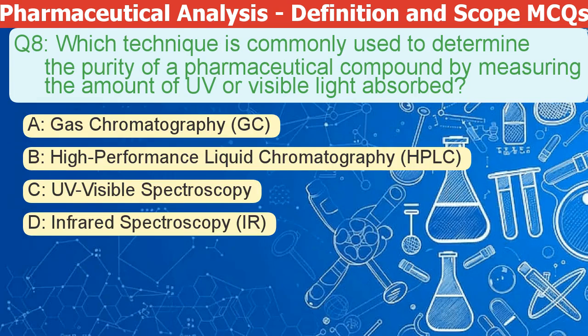Which technique is commonly used to determine the purity of a pharmaceutical compound by measuring the amount of UV or visible light absorbed? A. Gas chromatography, GC. B. High-performance liquid chromatography, HPLC. C. UV-visible spectroscopy. D. Infrared spectroscopy, IR.